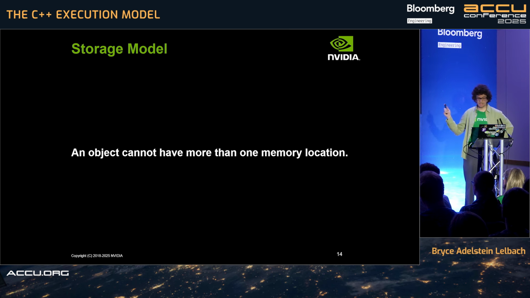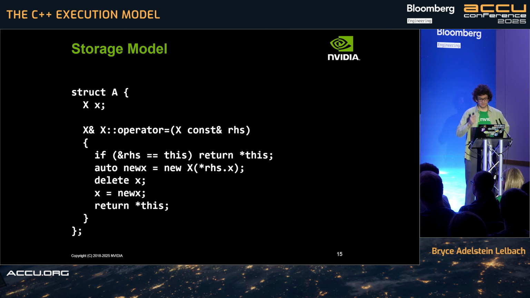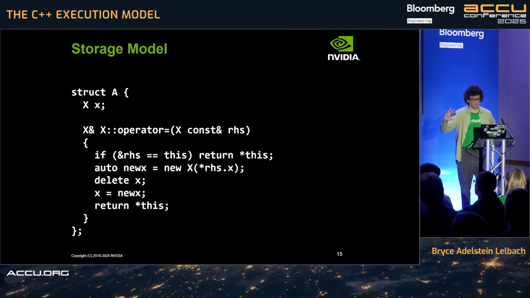So an object cannot have more than one memory location. If an object could have two addresses, we would no longer be able to compare object addresses to check for equality. So consider the self-assignment check in this assignment operator. Now, this is just one particular example. There are many far-reaching consequences of the object model. Compilers can even optimize based upon guarantees like this, so we can't easily break them.